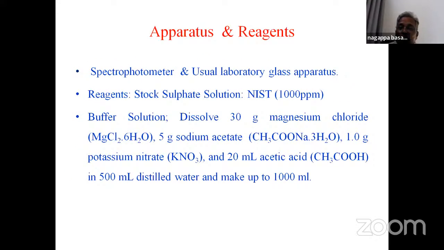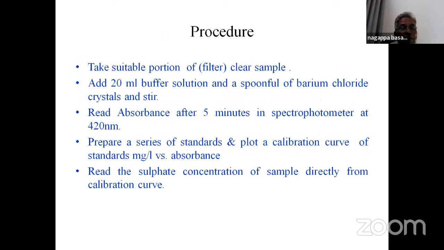Take a suitable amount of sample in a conical flask or Nessler tube. Add 5 ml of conditioning reagent, or the required quantity, 20 ml of buffer solution. Read the absorbance after 5 minutes using a spectrophotometer at 420 nanometer. This we can also do using a nephelo turbidity meter. Both methods are simple to estimate sulfate. As per the recommended IS method, the spectrophotometric method is good and you can use it.